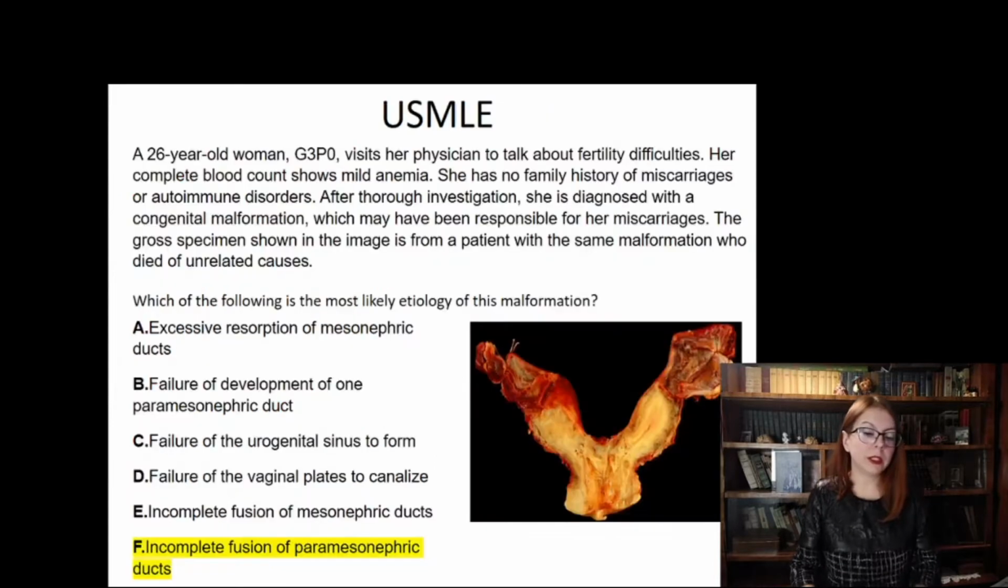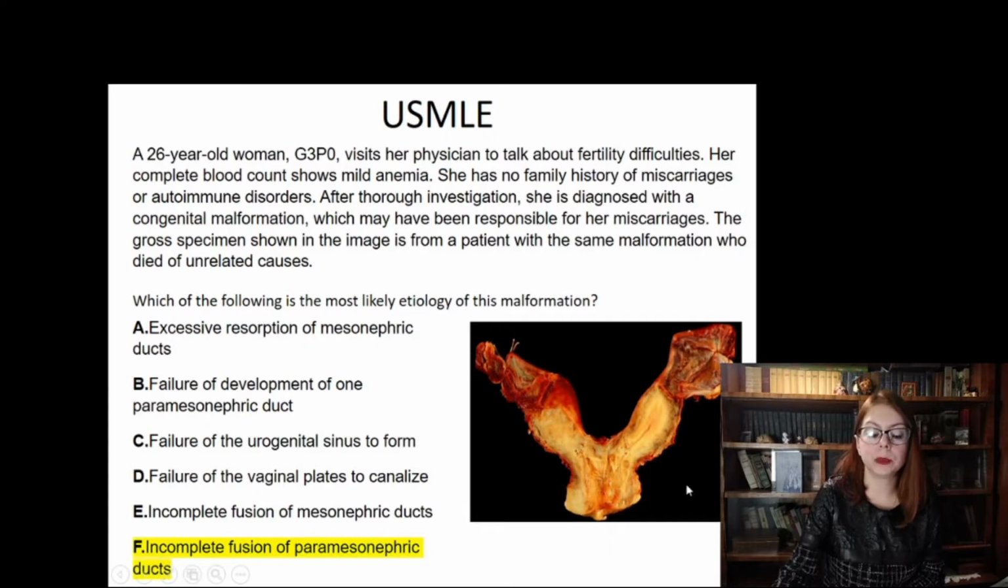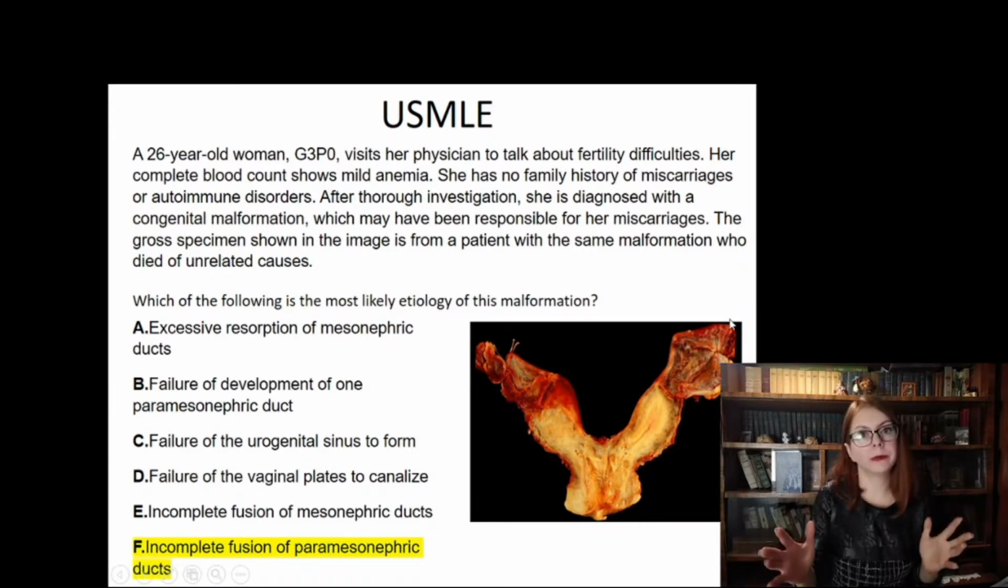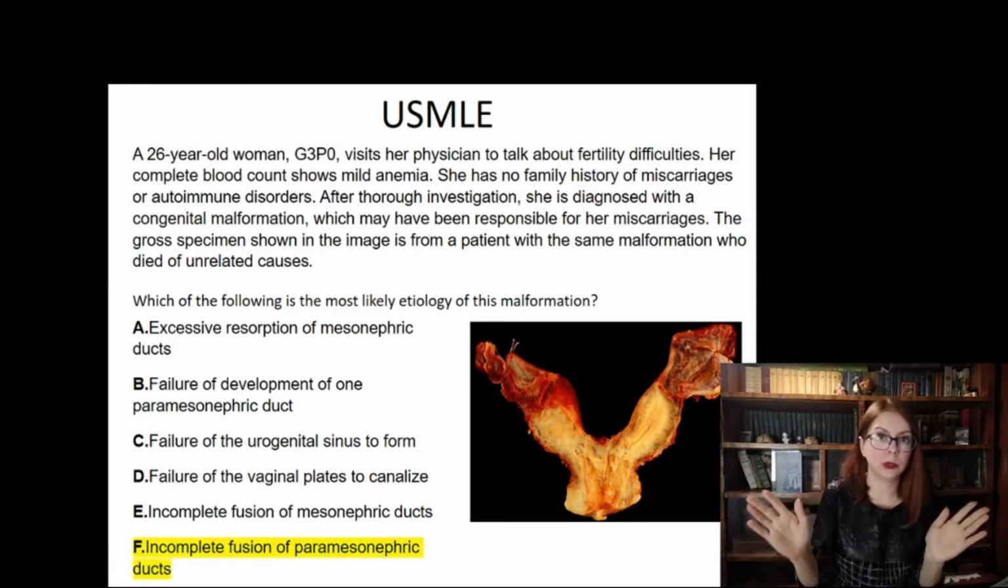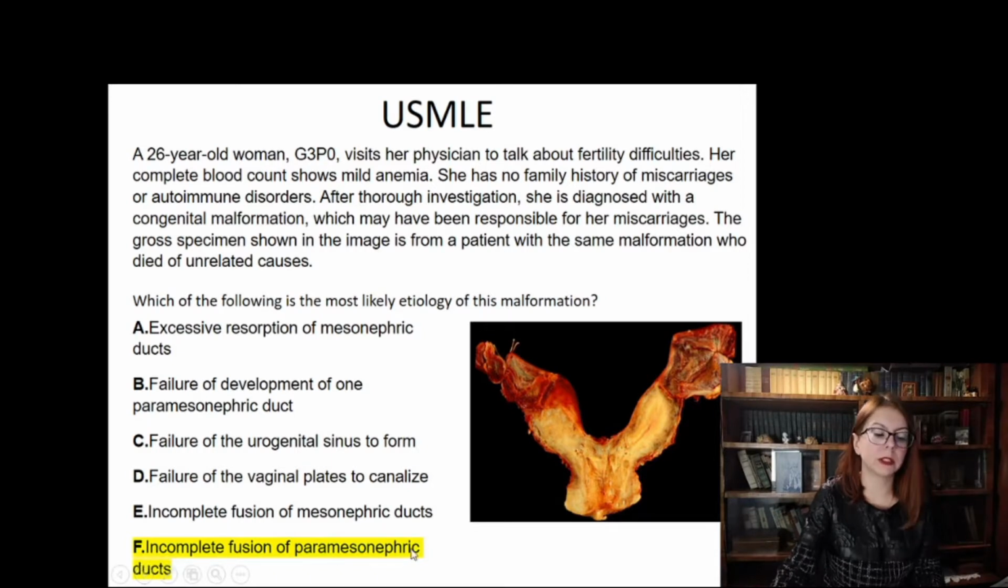Then let's go to an example from the USMLE database. Here the uterus is shown, and which of the following is the most likely etiology of this malformation? You may see that the uterus is double-horned. So here the paramesonephral ducts incompletely fused, and due to this incomplete fusion, the uterus doesn't have a single cavity, but instead it is split into two. And the correct answer is incomplete fusion of paramesonephric or Mullerian ducts.